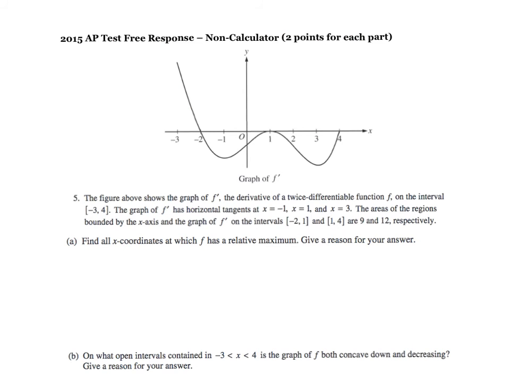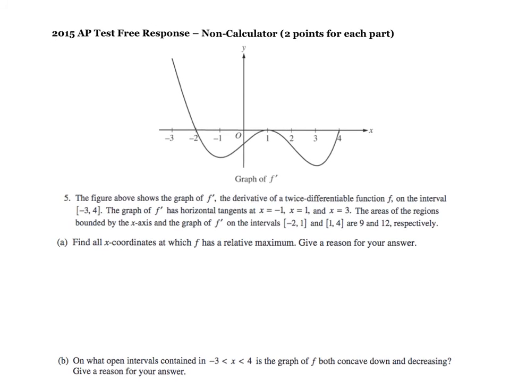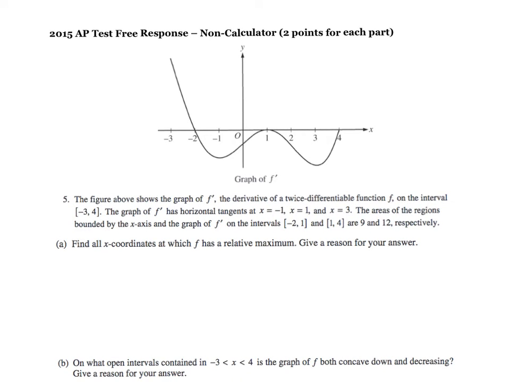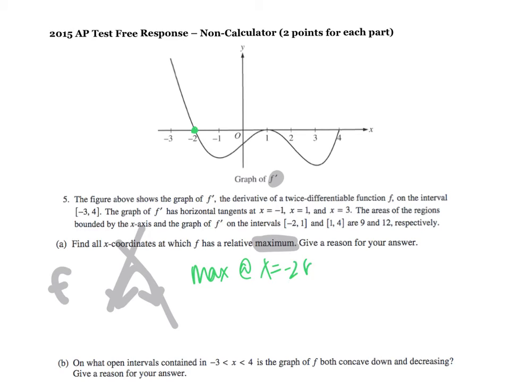Here's a free response question testing us on maxes and mins, etc. So they gave us the graph of f prime, and they want to know where we have a maximum. Well, again, a maximum happens when a function has a positive slope then a negative slope. Since they gave us f prime, these are slope values, and it has a positive to a negative slope at -2. So we would say my maximum is at x is -2 because my f prime graph changes from positive to negative.